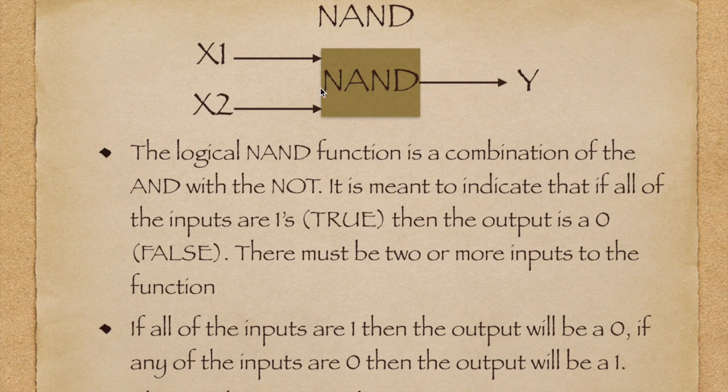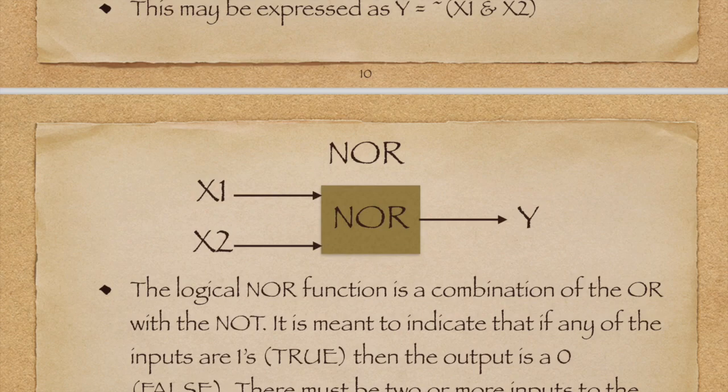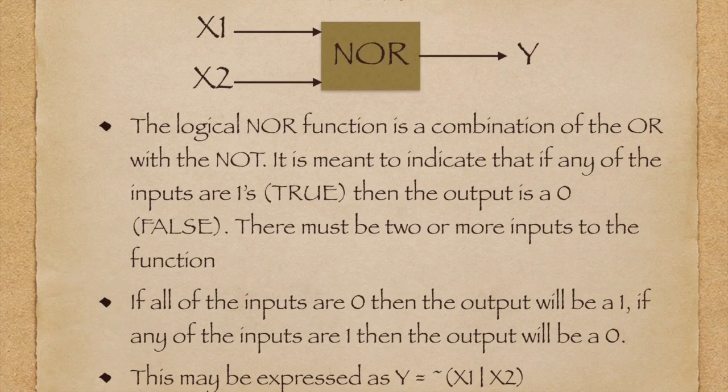The way it works is if both inputs are 1, then the output will be a 0. If either of the inputs are 0, the output will be a 1. You can express it as there's no NAND operator, so we say it's the not of the AND. The NOR is similar, except now we're implementing a not OR, and the same is true. If this is a 1 or this is a 1, then the output will be a 0.